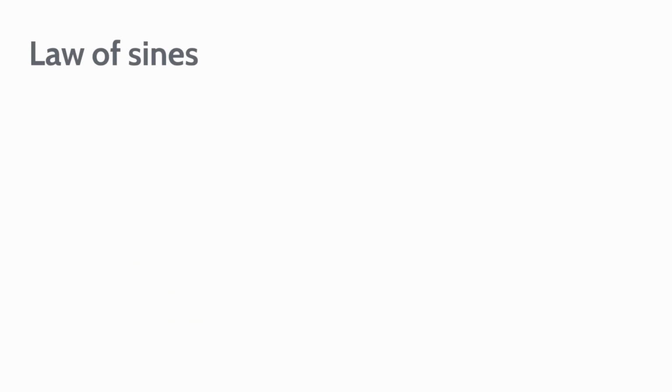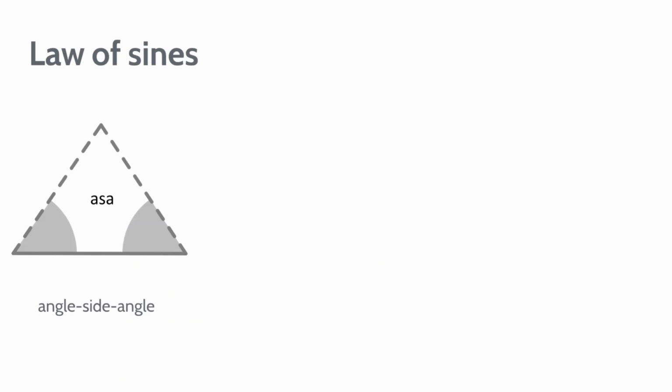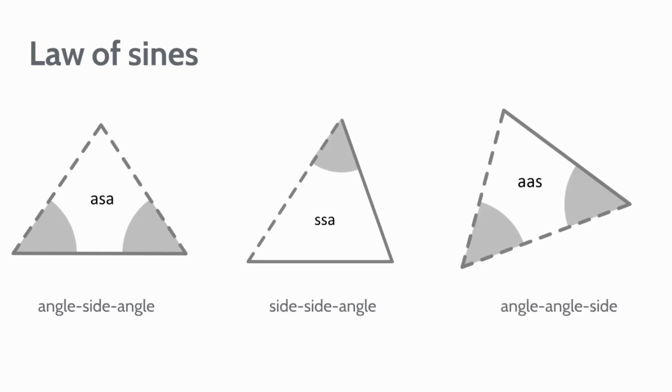We can only use the sine and cosine if we have a right triangle. If we haven't got a right triangle, we need the law of sines or the law of cosines. We use the law of sines when we have angle, side, angle, side, angle, or angle, angle, side.